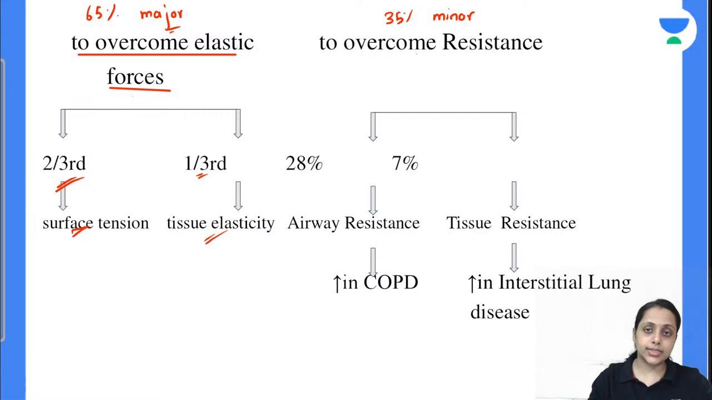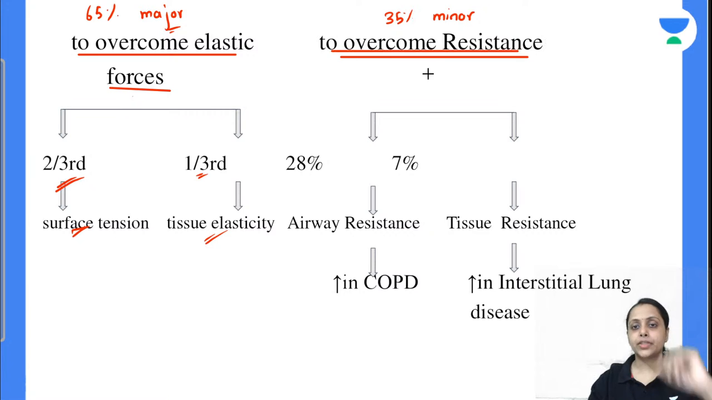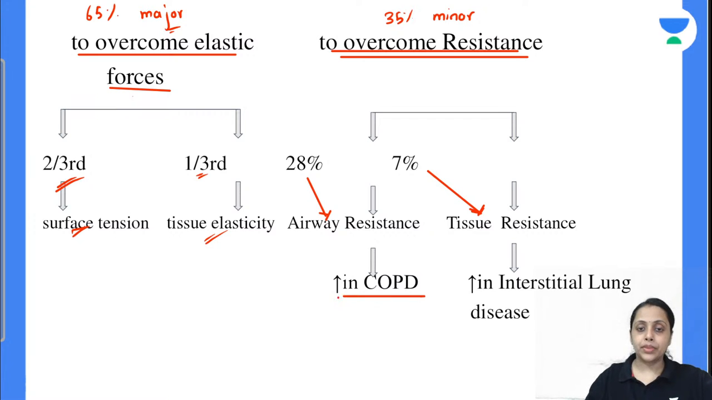दिस माइनर वर्क डन इज टू ओवरकम दिस रेजिस्टेंस, जिसमें 28% एयरवे रेजिस्टेंस है, एंड 7% इज टिश्यू रेजिस्टेंस, एंड इन सीओपीडी हमारा एयरवे रेजिस्टेंस इंक्रीज हो जाता है. और अगर इंटरस्टीशियल लंग डिजीज की बात करें तो इंटरस्टीशियल लंग डिजीज में टिश्यू रेजिस्टेंस इंक्रीजेस. सो दिस इज द क्लिनिकल एस्पेक्ट. डू रिमेम्बर, इन सीओपीडी एयरवे रेजिस्टेंस इंक्रीजेस, एंड इन इंटरस्टीशियल लंग डिसऑर्डर टिश्यू रेजिस्टेंस इंक्रीजेस. इज दिस क्लियर विद एवरीवन?